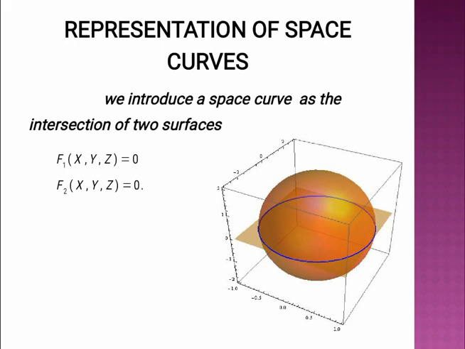That is, by solving the parametric equations of sphere and cube, we get the parametric equations of circle. Here the curves are represented in a parameterized form associated with their geometric properties such as curvature and arc length, which can be expressed by derivatives and integrals using the method of calculus. We introduce a space curve as the intersection of two surfaces, f1 of x, y, z equal to 0 and f2 of x, y, z equal to 0.